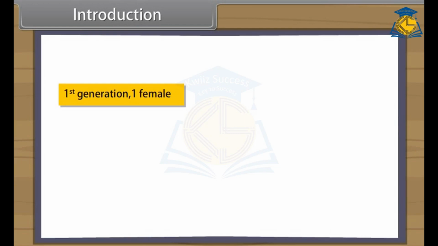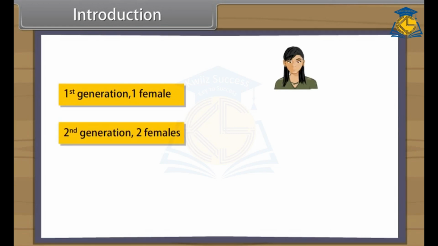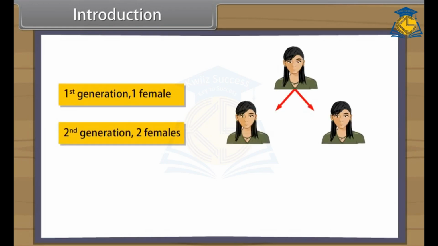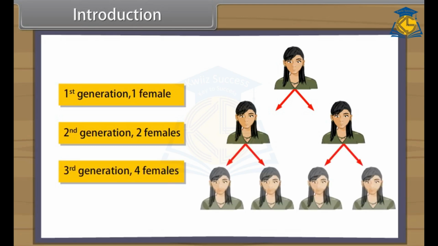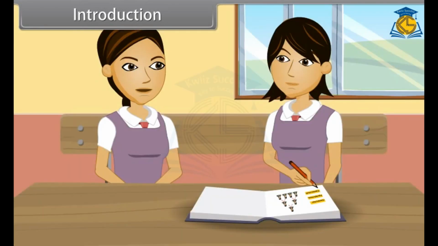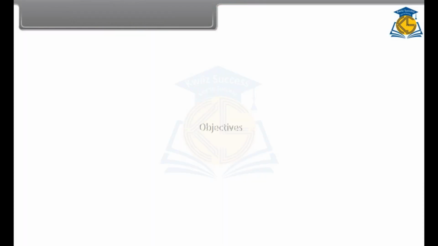First generation, 1 female. Second generation, 2 females. Third generation, 4 females. Wow! That was so simple. Do you know what we call such progressions? No. Such a progression is a geometric progression. Come, I will tell you more about this.